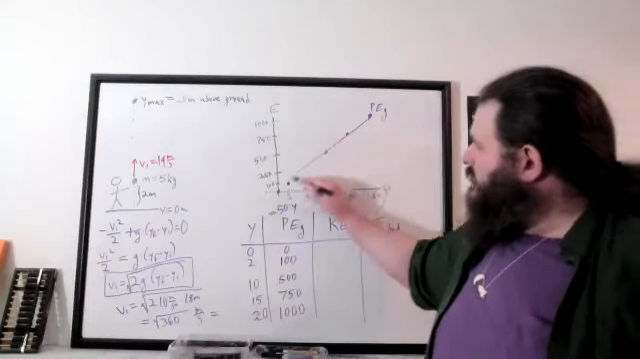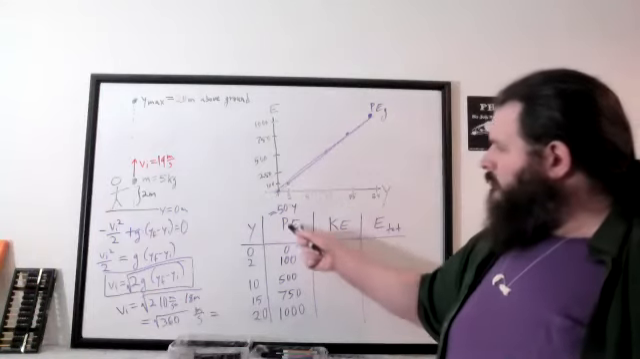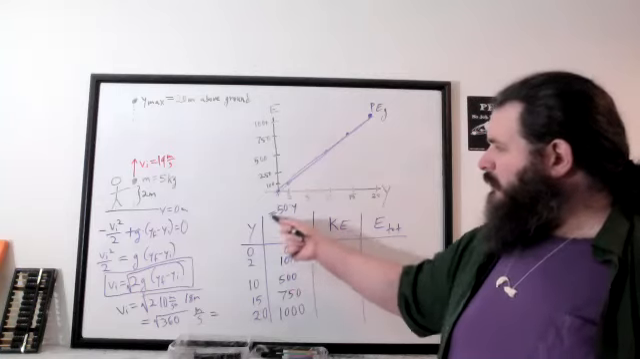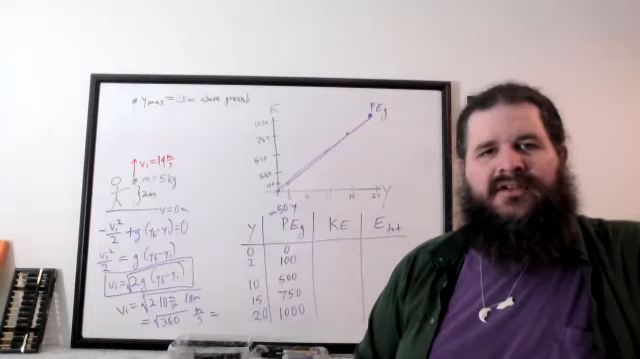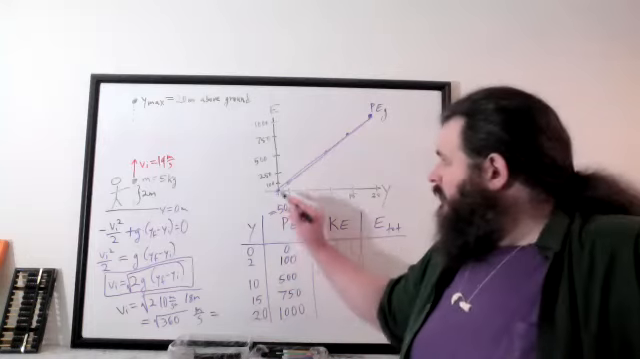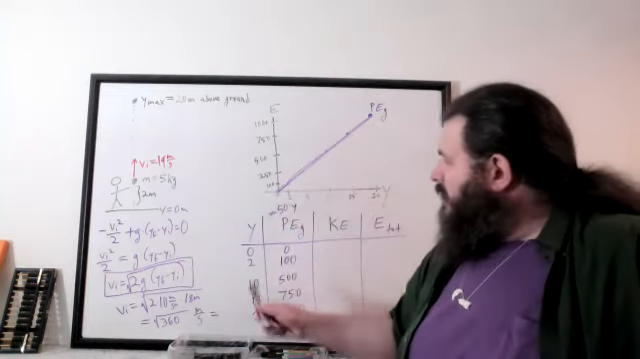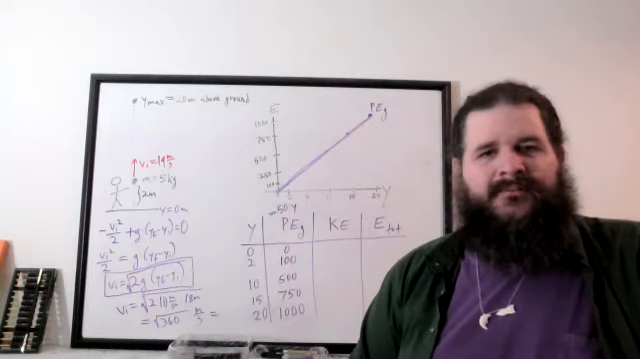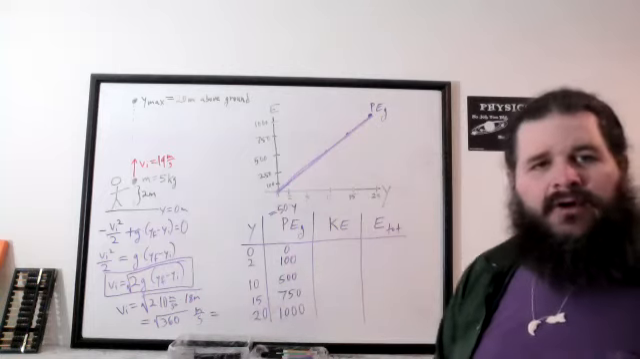Because the original equation, just mgy or 50y, output equals 50 times input. Since the output energy is just a constant times the input height, that's going to be a linear function passing through the origin even. So the graph of potential energy is going to be linear because it's a linear equation, a linear function. Kinetic energy is going to be a little more complicated though.